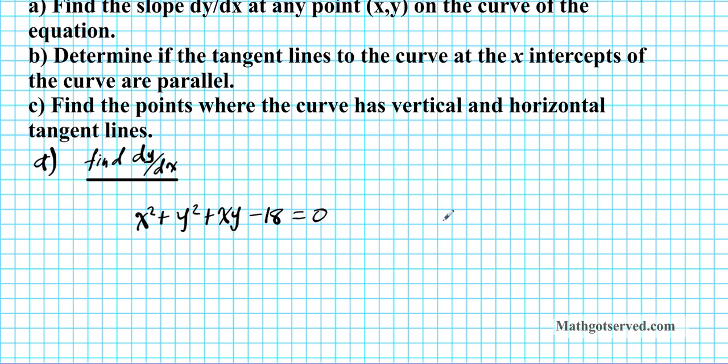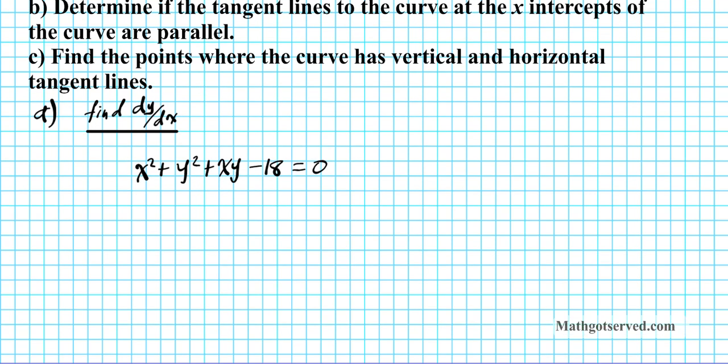Okay, so what I'm going to do is differentiate both sides of this equation with respect to x. Okay, so we're going to take d/dx of x squared plus y squared plus xy minus 18. Differentiate the left side with respect to x, and then you also differentiate the right side, d/dx of 0 with respect to x, okay?